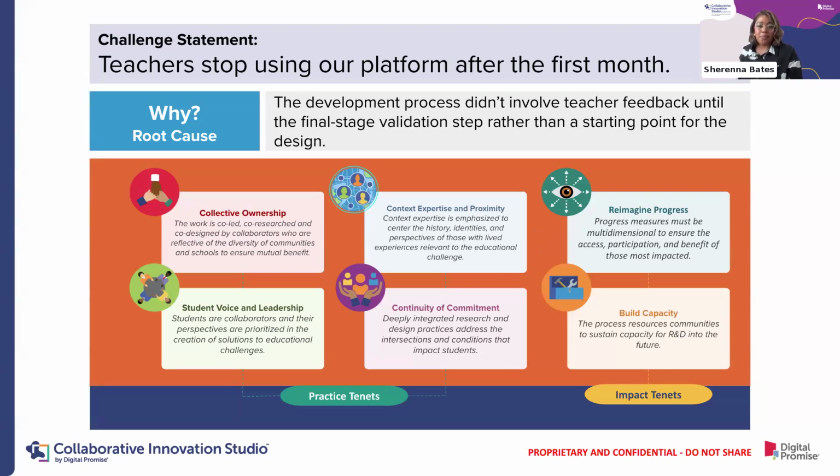In this example, I would say that the tenet that maps back to the root cause is context, expertise, and proximity. And I say that because it emphasizes the history, the identity, and the perspectives of those with the lived experiences relevant to the challenge. And in this case, that would be the teachers. And so context expertise maps back because the teachers' input, their expertise, was not used to shape the tool that they were asked to engage with.